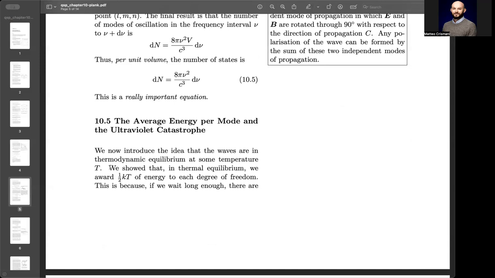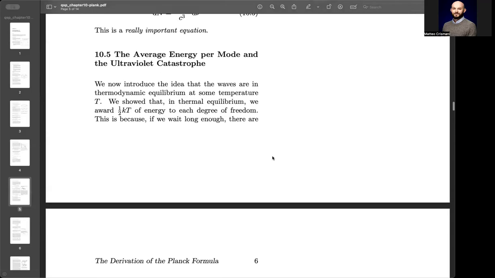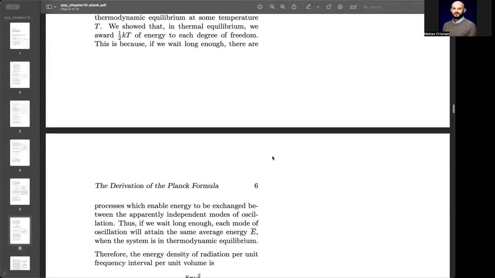I don't know how to say this properly for folks who maybe haven't taken stat mech. So if this is over your head, go ahead and write this down and we can discuss some of the background more. But essentially, we get to award 1/2 kT to each degree of freedom. What does that mean? It means if you're in thermal equilibrium, you have enough ability to exchange energy between the modes of oscillation.